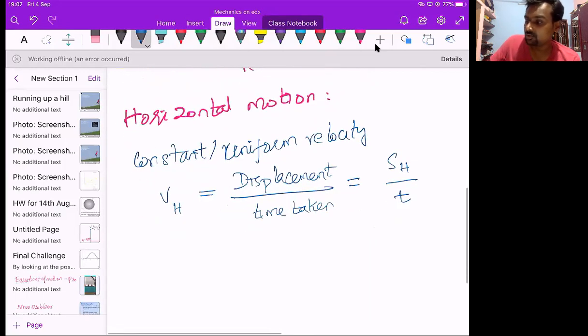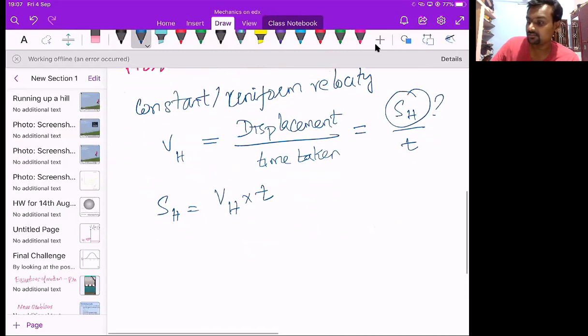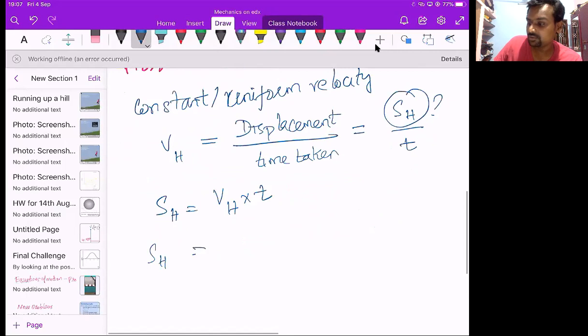Now, this SH is the unknown. So if I rearrange the formula to find the unknown, I get SH equals VH into T. And from the question, we know that VH is 2.0 meter per second. It clearly says it's projected horizontally with 2 meter per second, right? So that's given, right?